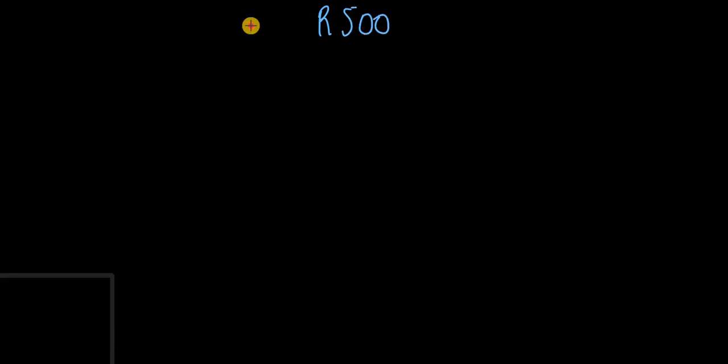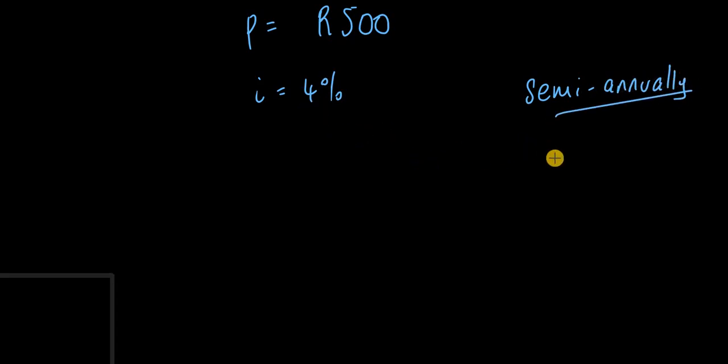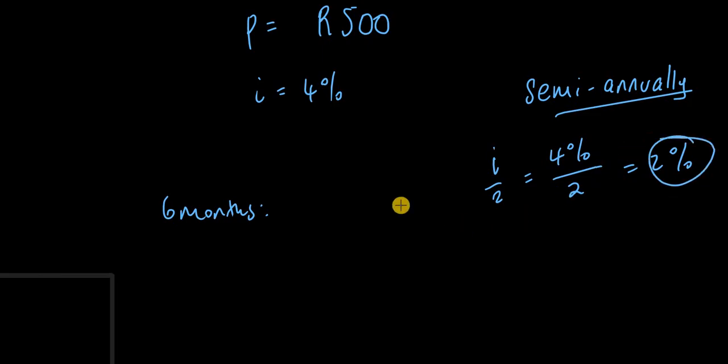500 as your principal amount, and the interest you are getting is 4%. If they say semi-annually, actually what they're gonna do is take this interest, 4%, and divide it by 2. So you're gonna divide it by 2, you get 2%. You understand? So that means after every 6 months, they're gonna be using 2%. They're gonna be saying 2 over 100 multiplied by 500, and then you get your answer, which is what?